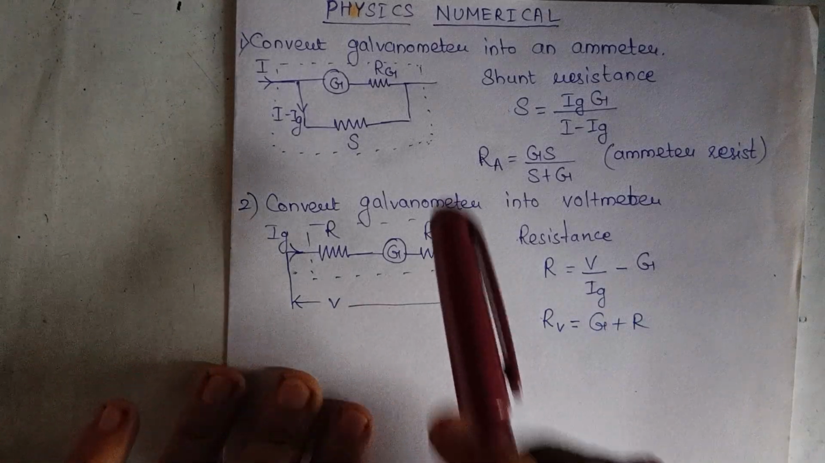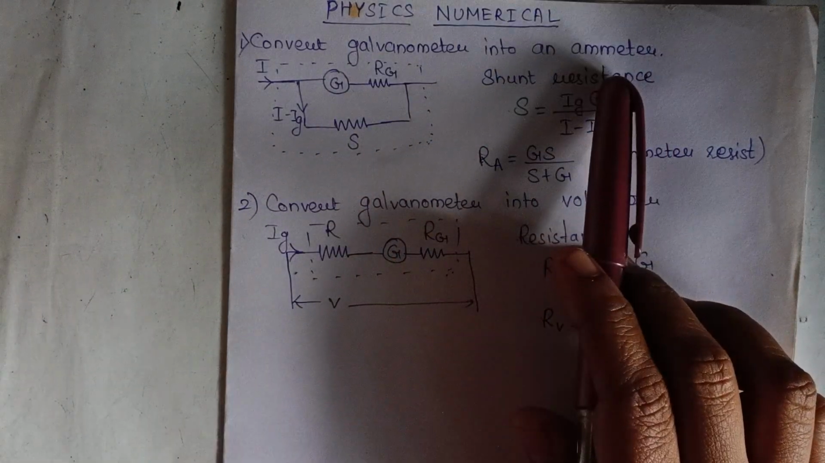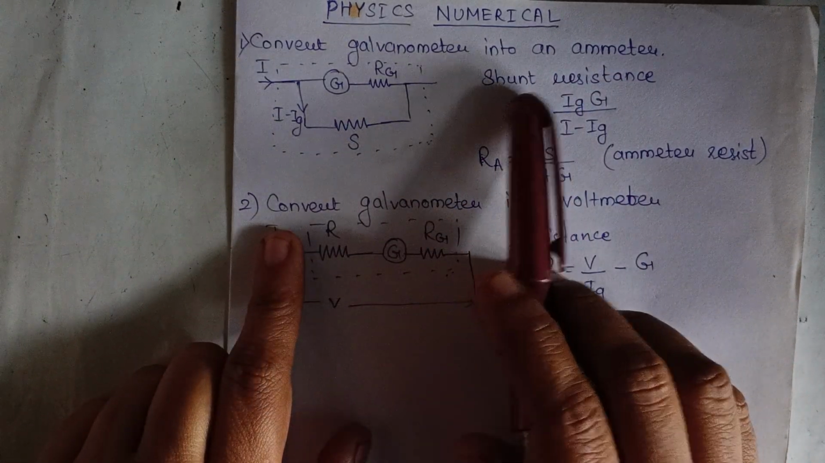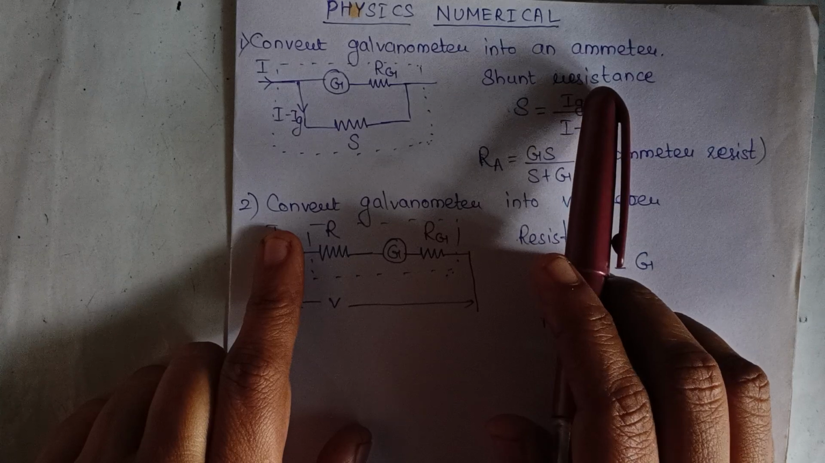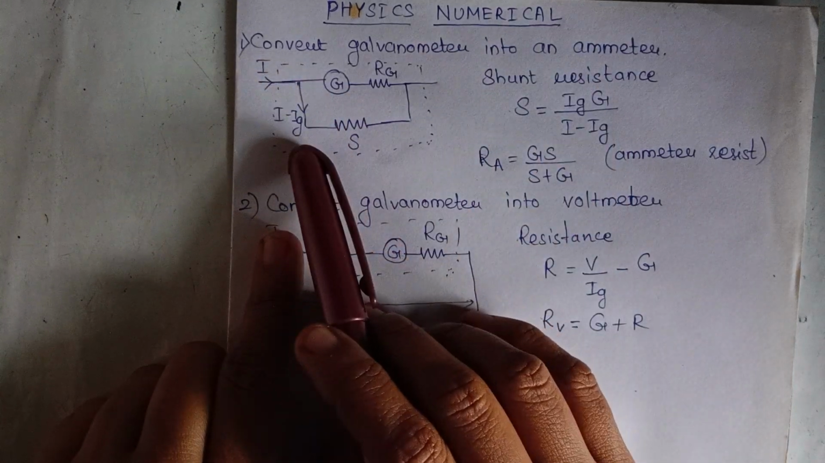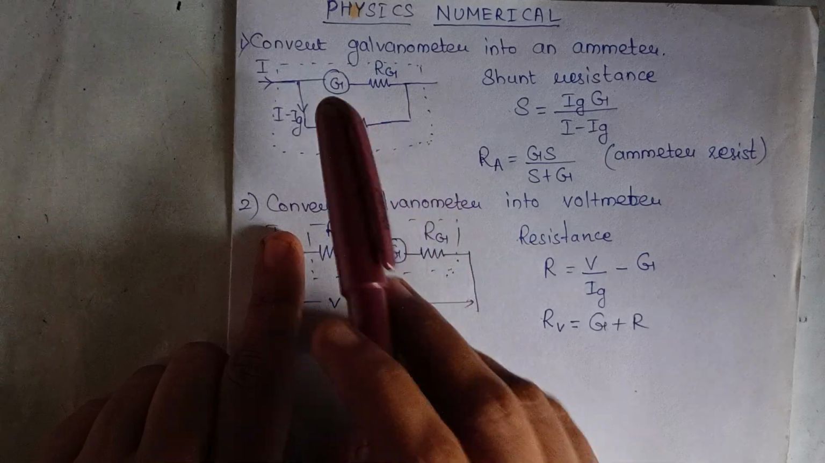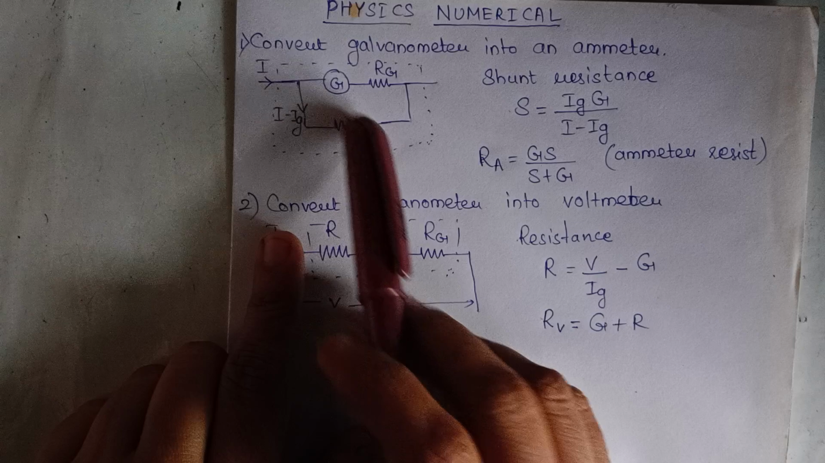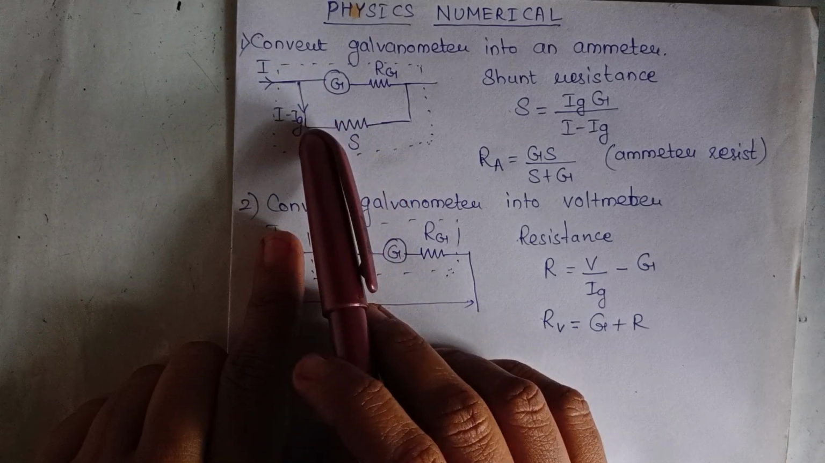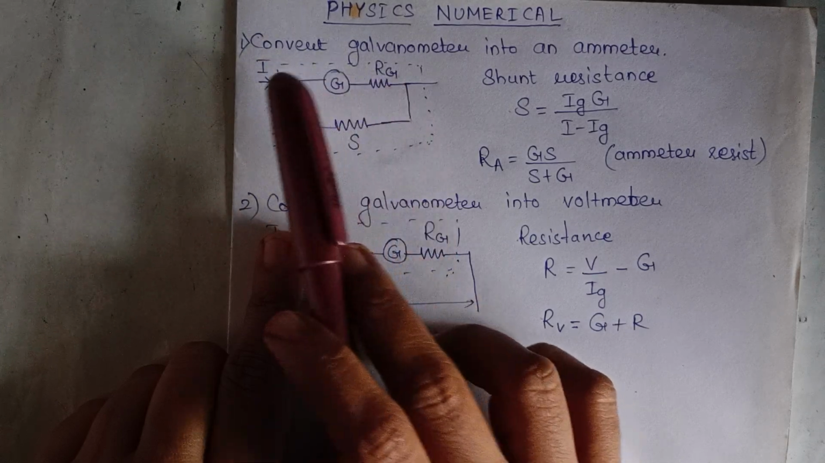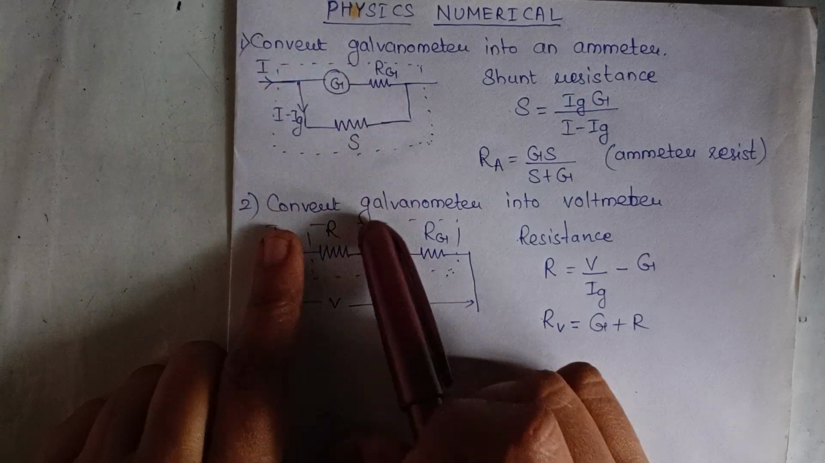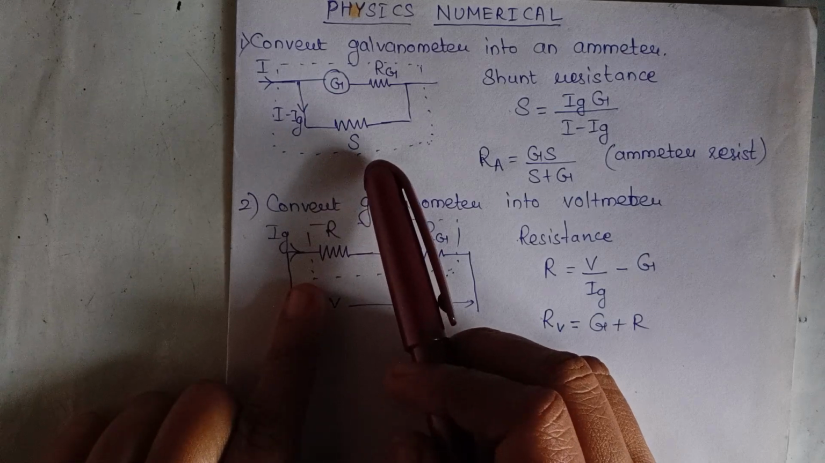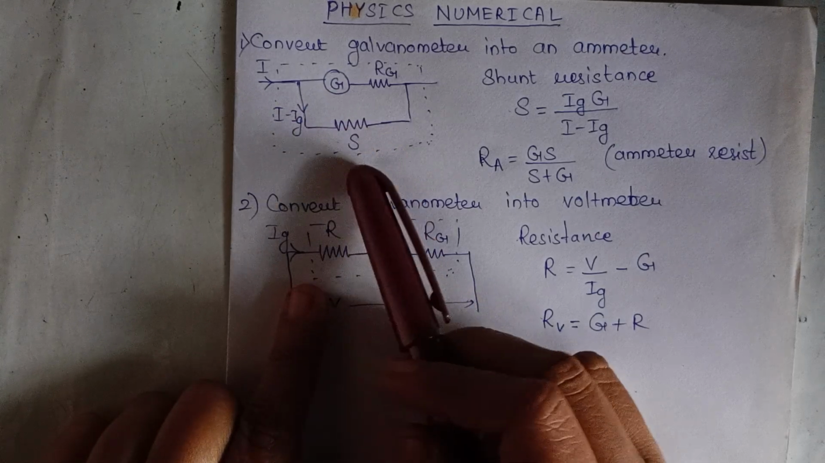This galvanometer can be converted into an ammeter by connecting a resistance which is called shunt resistance, which is connected in parallel. This is the galvanometer, and this is the galvanometer's resistance. This shunt resistance is connected in parallel with the galvanometer, and the value of this resistance is very small.